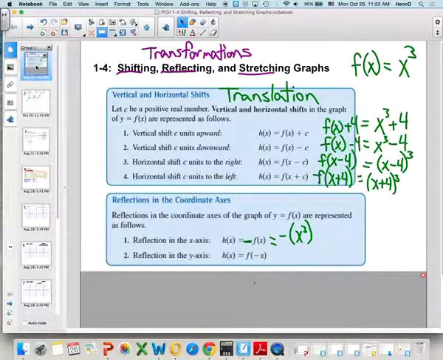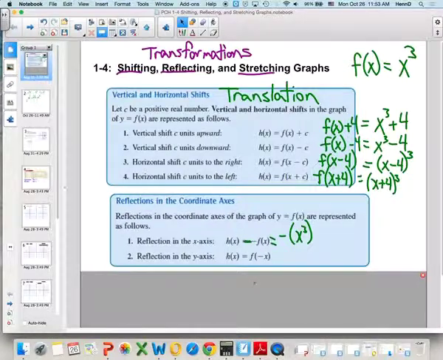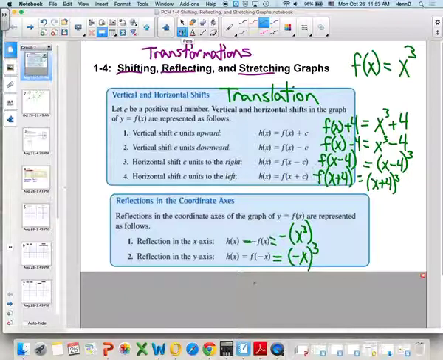Now, similarly, if we want to reflect something across the y-axis, now the y's are not going to change. It's the x's that are going to be made their opposites. Okay? So it's f of negative x. And in this case, with x cubed, back to my pen, with x cubed, I would have a negative x being cubed. So notice here the entire function is being made negative. Here just the x is being made negative.